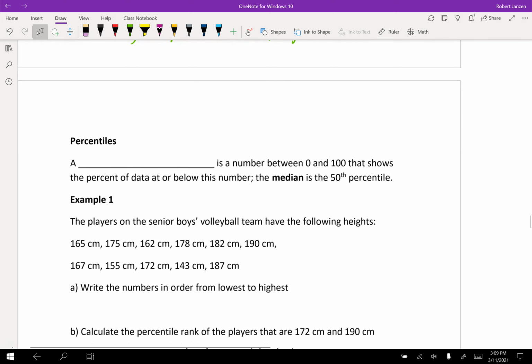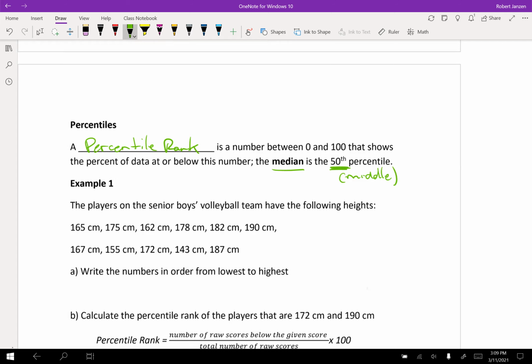Okay? Next, let's talk about percentiles. A percentile rank is a number between 0 and 100 that shows the percent of data at or below this number. For example, the median is the 50th percentile. This is what you would call the middle. Half would be above, half would be below. But we don't always have to talk about the 50th percentile. We may want to talk about the top 10% or something like that.